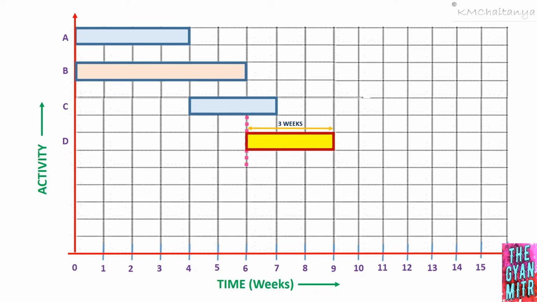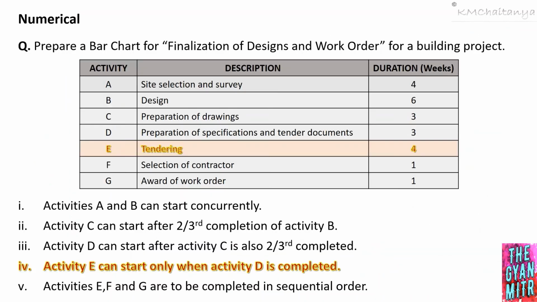Now let's move on to the next relation. Activity E can start only when activity D is completed. So activity E is the tendering, and it is taking 4 weeks of time. And let's see how we can draw activity E.